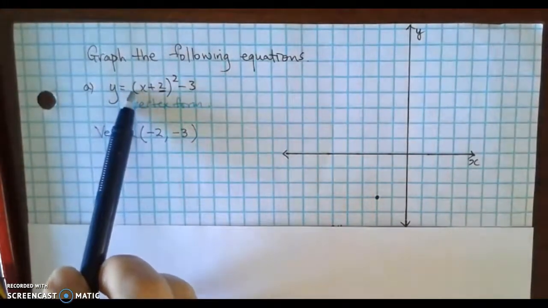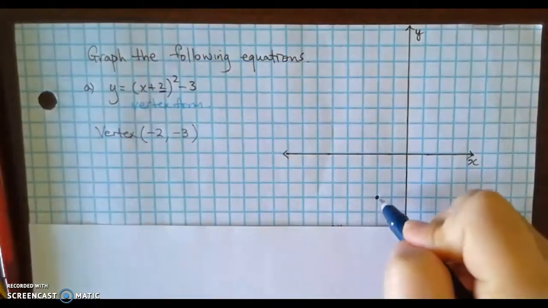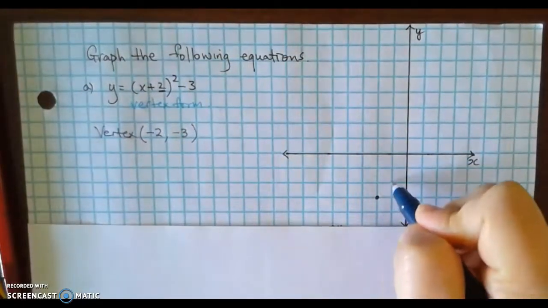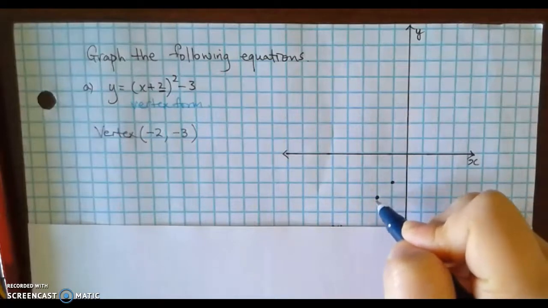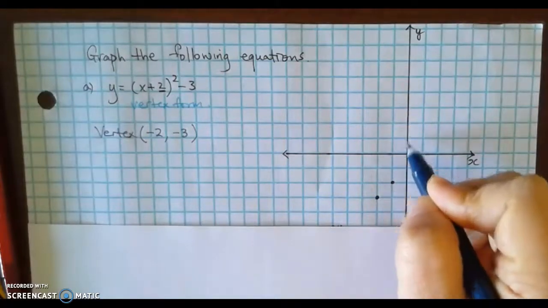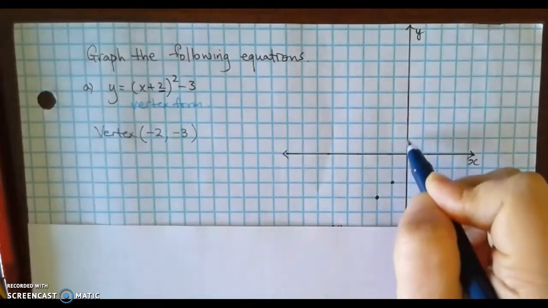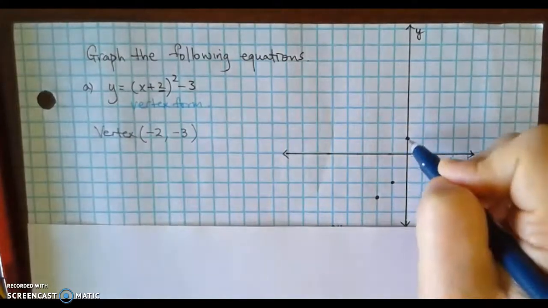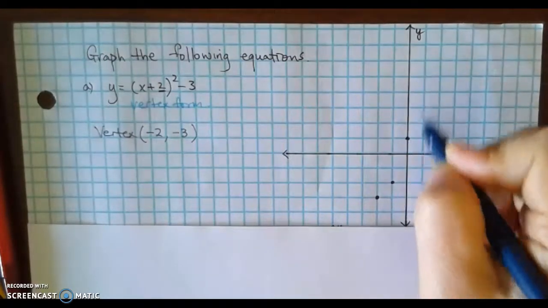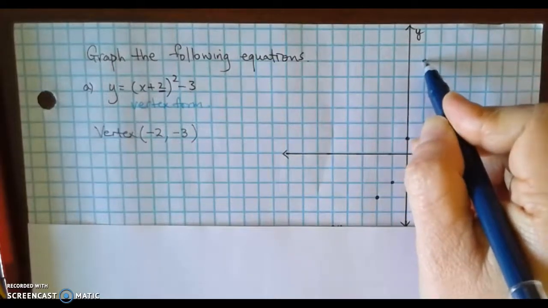What is the a value in this case? The a value is 1, so that means it's simple. I need to go over 1, up 1. That's my next point. And then from here I can go over 2, up 4, or from the vertex I can go over 1, up 3. And that's my third point. And then from here I can go over 1, up 5.